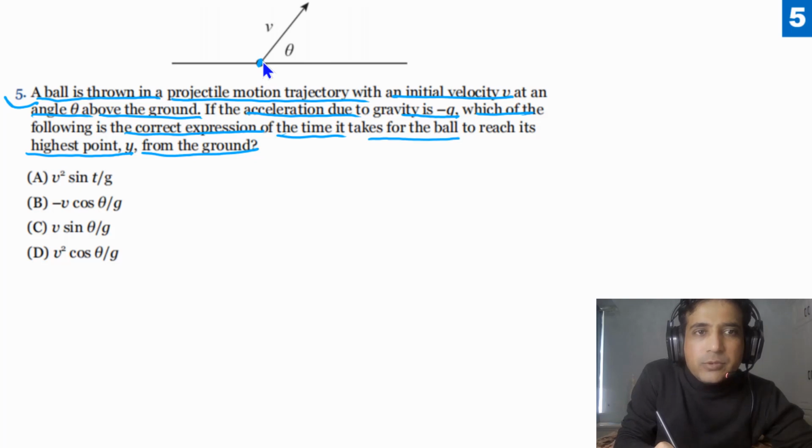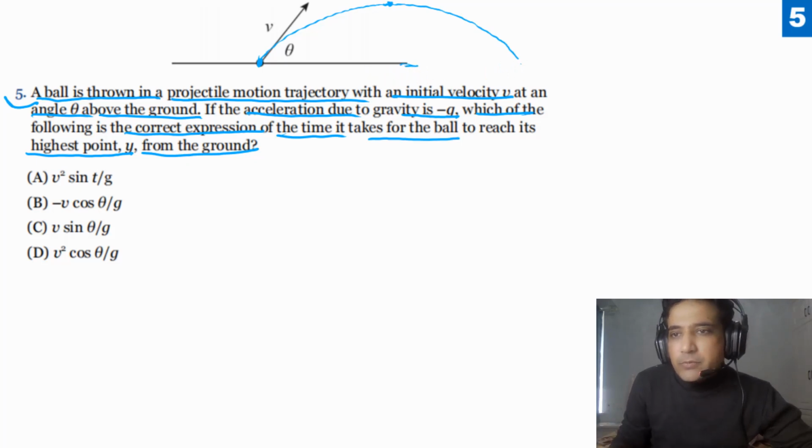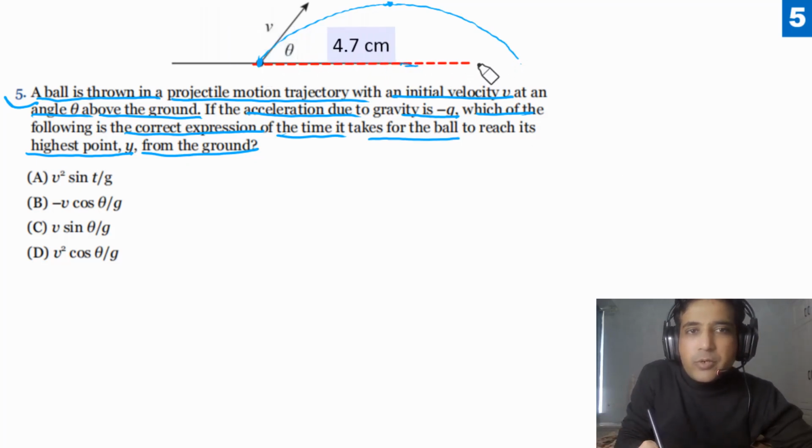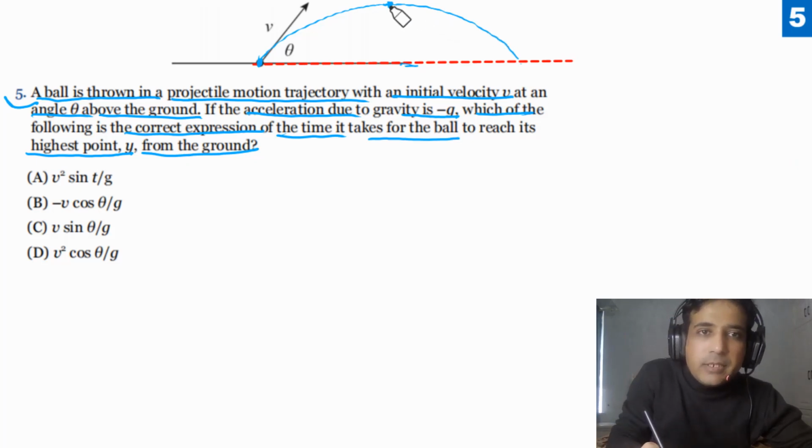So in this case, we throw this ball at velocity v and at an angle theta. When it reaches the maximum height, let's say it reached this point. So this is the maximum height. After that, it will start moving downwards. So this is the trajectory of this projectile. You can use a dotted line here. This is over the ground. So this is the ground. And maximum height in this case is given, that is equal to y. We can also draw this dotted line here, and we can say maximum height in this case is y.